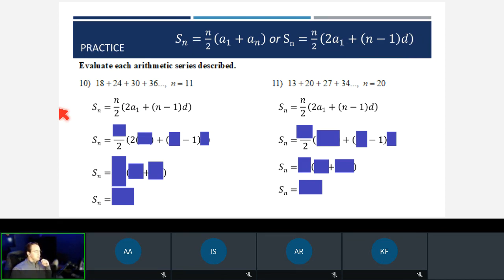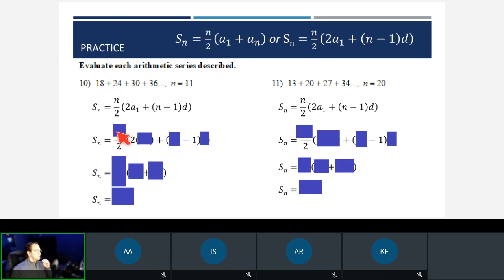What is the common difference in this sequence? 6. Yeah, because 24 minus 18 is 6. 30 minus 24 is 6. 36 minus 30 is 6. So we did plenty of checks. It's 6 every single time. So that means the common difference is 6.